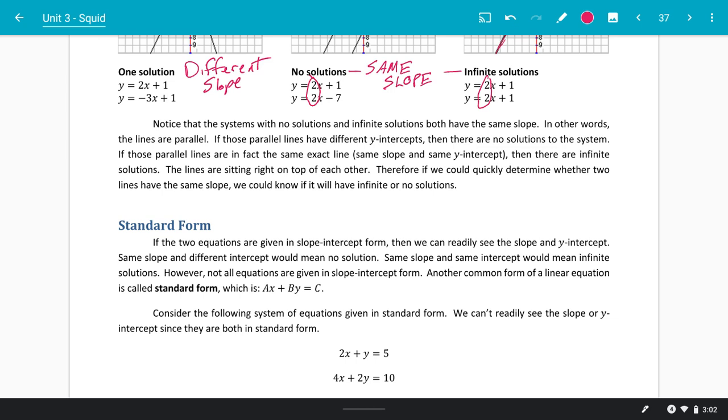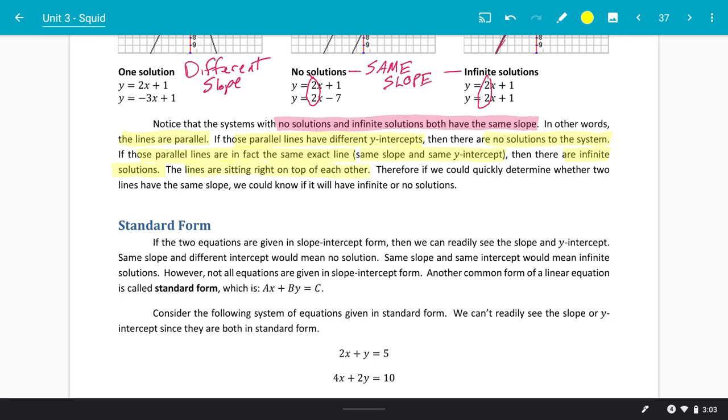Notice that the systems with no solutions and infinitely many had the same slope. In other words, those lines are parallel. If they're parallel, they have different y-intercepts. Then there's no solution to the system. If those parallel lines are in fact the exact same line, same slope and same y-intercept, then there are infinitely many solutions. The lines are sitting right on top of each other.